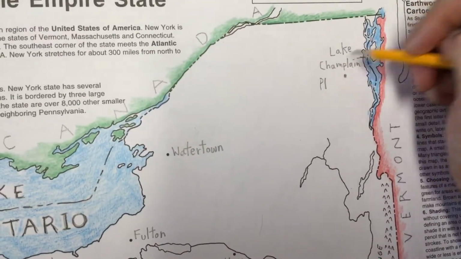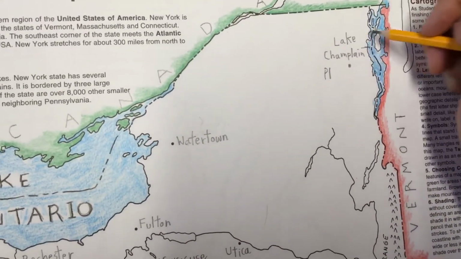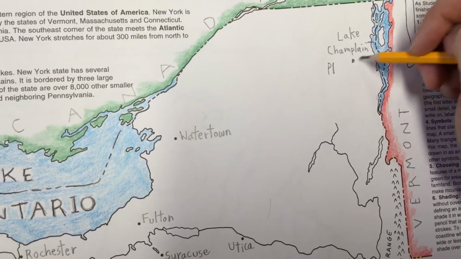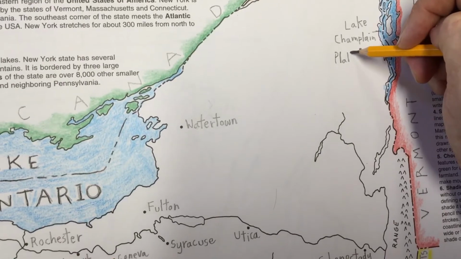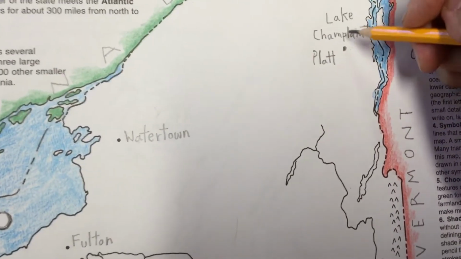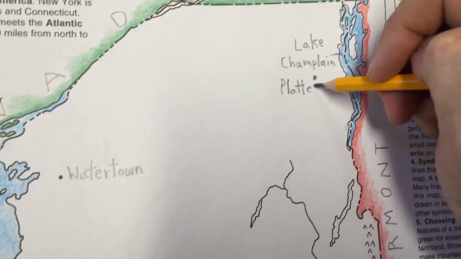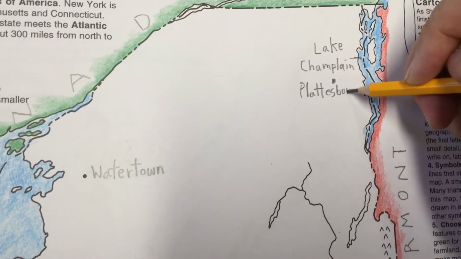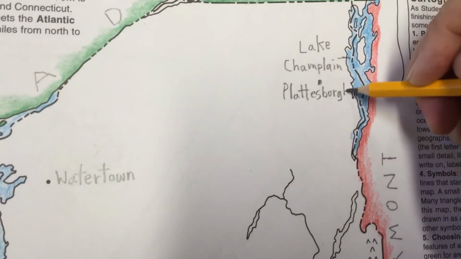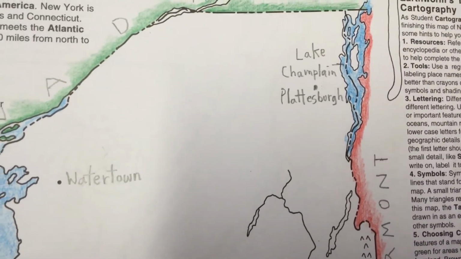Okay, I've got a city. Plattsburgh is located not too far from Lake Champlain, right? I'll just put the dot right about there. And it's P-L-A-T-T-S-B-U-R-G-H. So why don't you add Plattsburgh? That's an easy one.